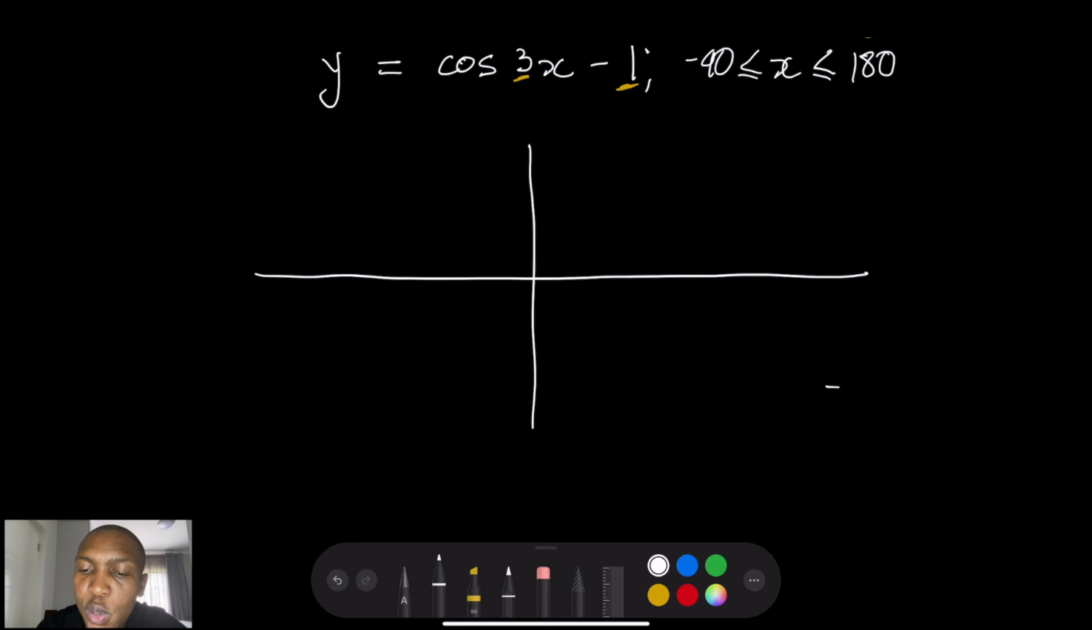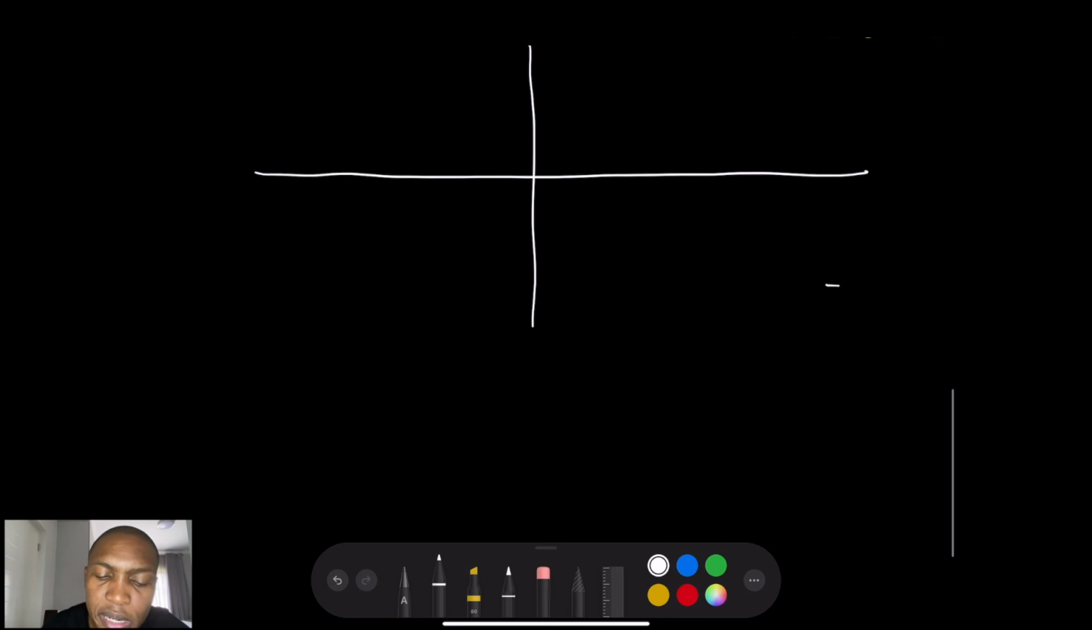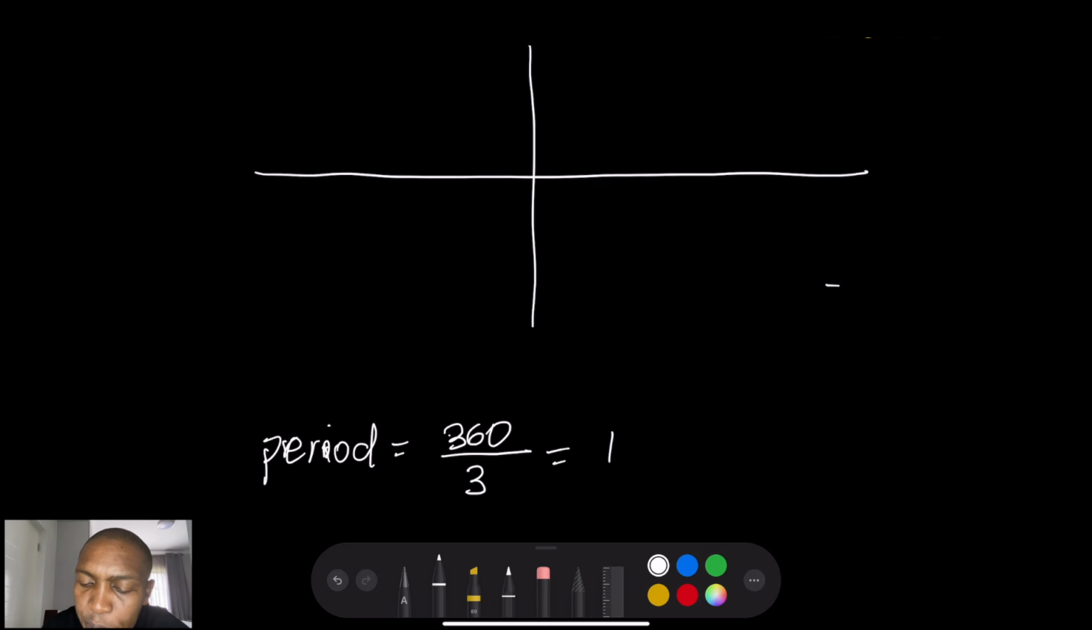Now in this case, my frequency is 3. So what that means for the period is that you can squeeze in a normal cos graph, within a 360 period, you can squeeze in 3 of them. So in this case, what would be my period? My period would be 360 divided by 3, and that would be 120. So that means for your normal points, 90, 180, 270, and 360, you need to take those and divide them by 3. Okay, so I want you to think about it.